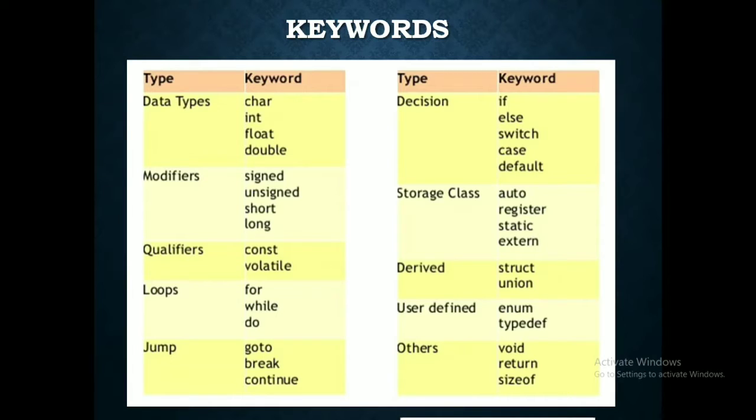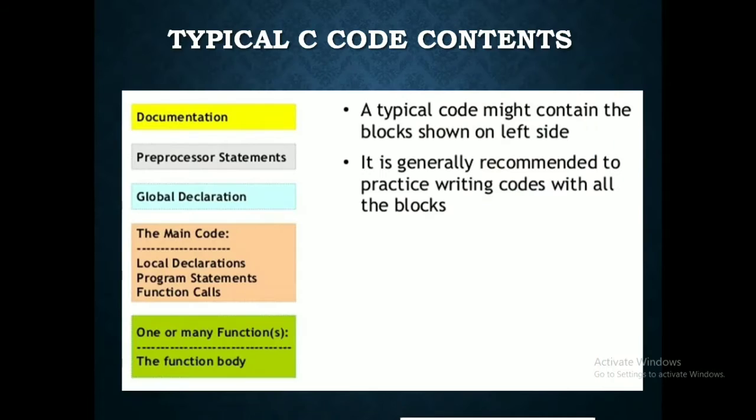Qualifiers are the variables. Loops are for, while, do, which are used to perform iterative operations. Jumps are goto, break, and continue. Decision keywords are if, else, switch, case, and default, which are used to check conditions. Storage class keywords are auto, register, static, and extern. Derived keywords are struct and union. User defined keywords are enum and typedef. Other keywords are void, return, and sizeof.